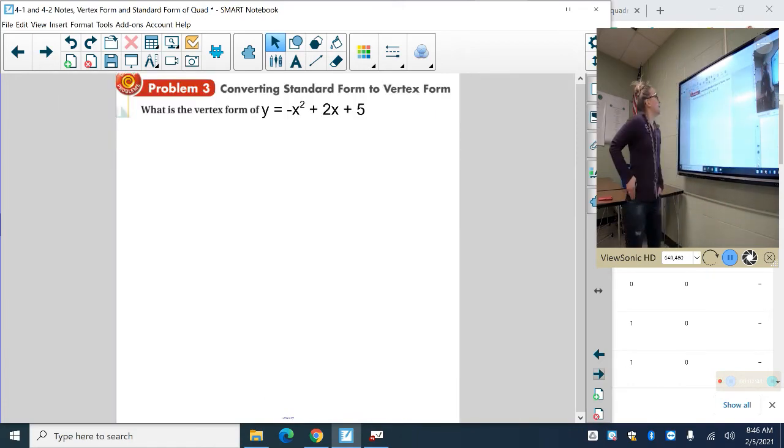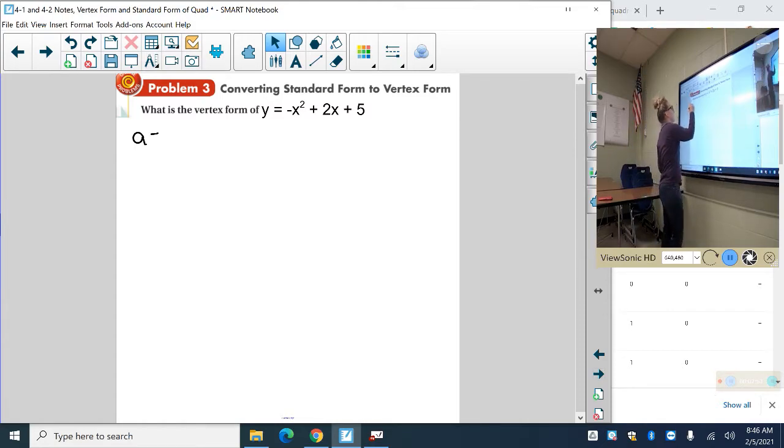So, converting standard form to vertex form. Well, first of all, I have to find my vertex in order to write it in vertex form. Well, what is my A value here? What is my B value? And what is my C value? A is negative 1, B is 2, and C is 5.